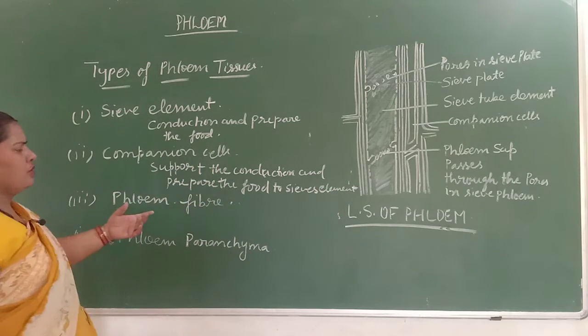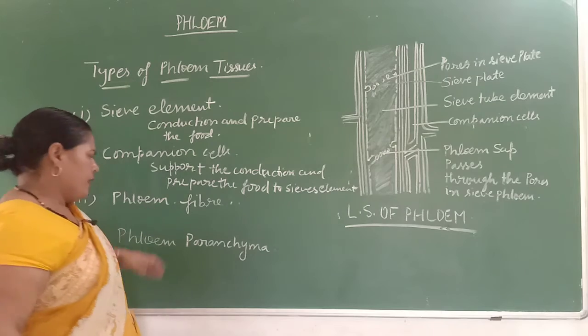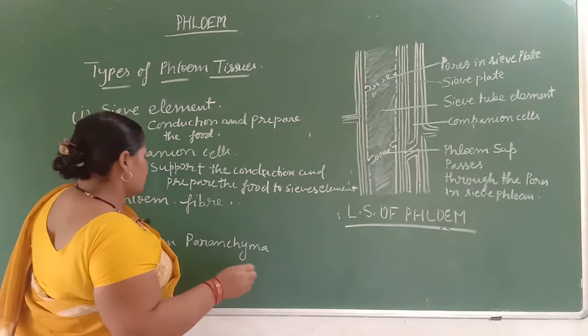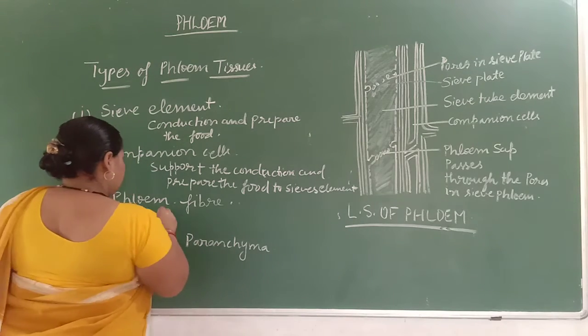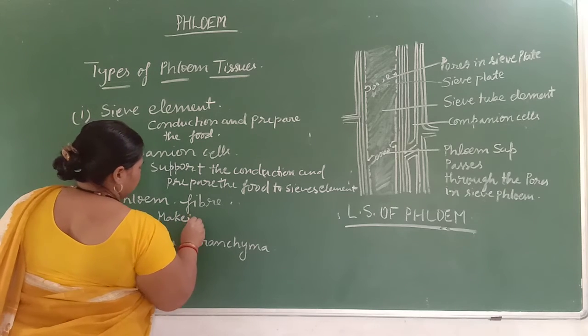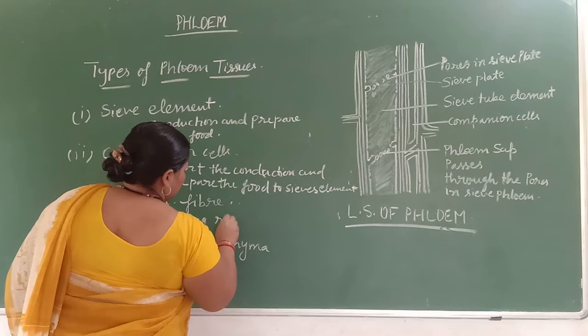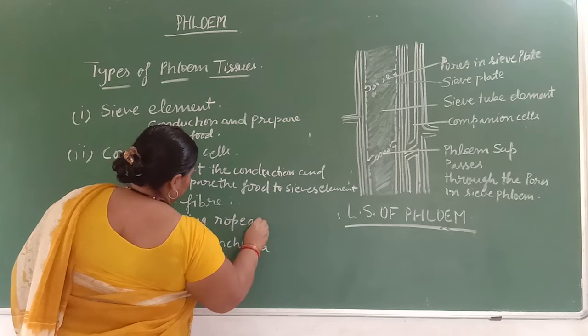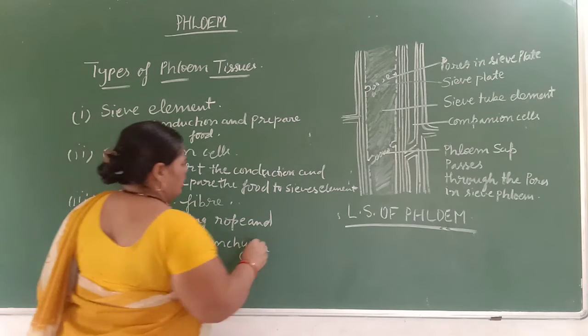So next is the phloem fibers. This is made of sclerenchyma, that is dead cells, and what is the main function? Making rope and rough cloths.